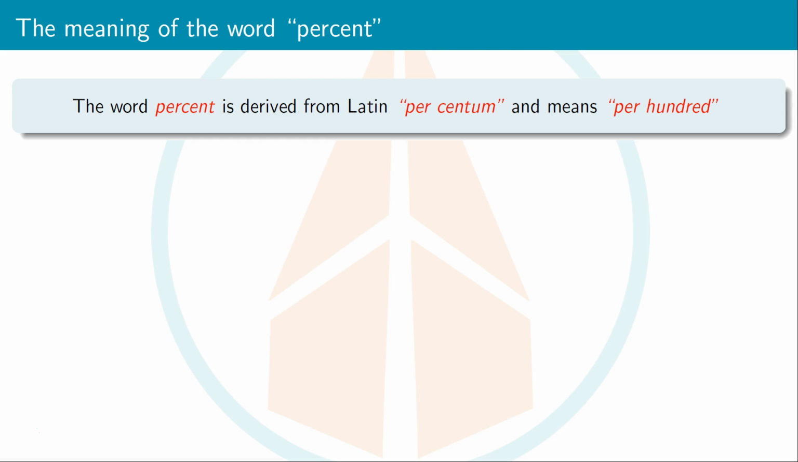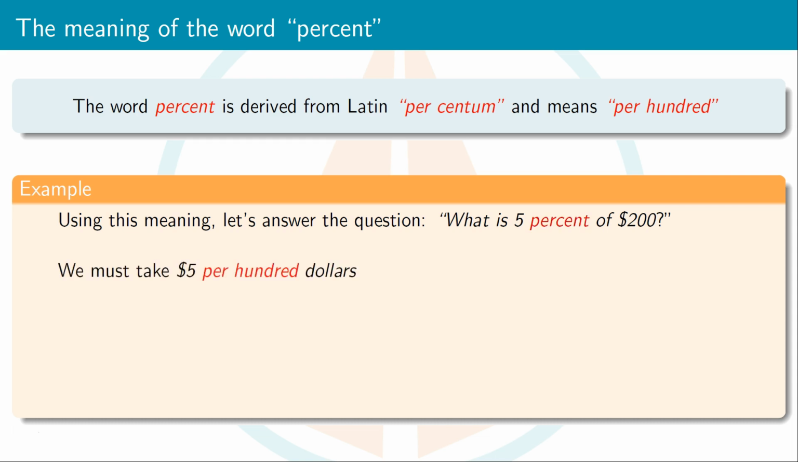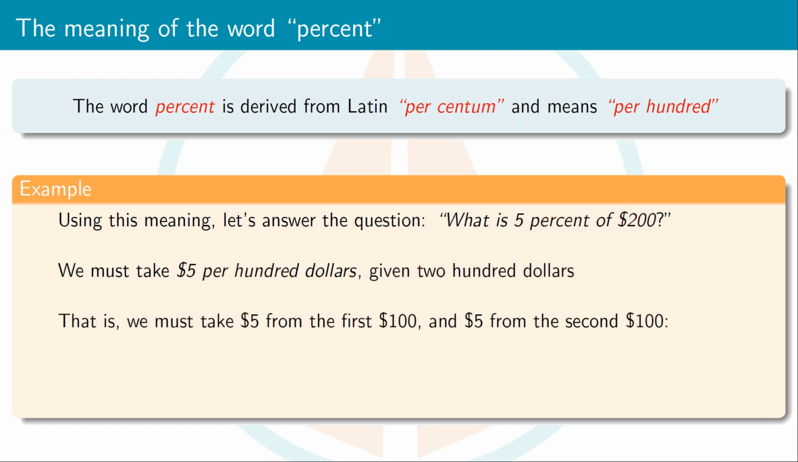This word comes from the Latin percentum and means per hundred. For example, let's try to answer the question, what is 5% of $200? In order to answer this question, we must take $5 per $100 given $200. Well, $200 can be thought of as $100 plus $100, so we'll take $5 from the first $100 and then $5 from the second $100. As a result, we'll obtain $10. So 5% of $200 is $10.